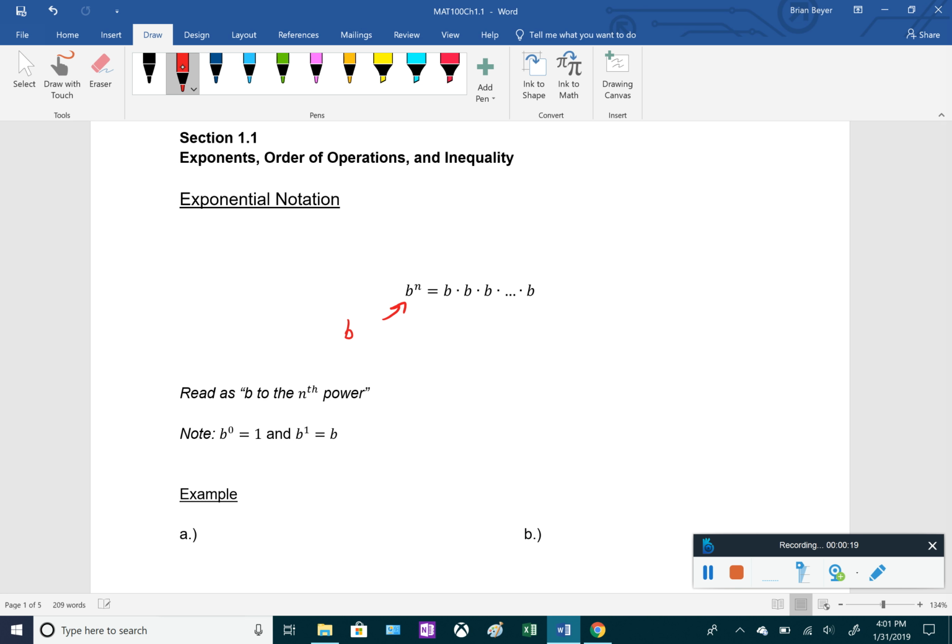So this b is the base, so b for base. The superscript right here is the exponent or the power. So what this means is that we're multiplying b by itself n number of times. So b to the nth power equals b times b times b, n times. That means there are n factors of b. Okay, and just like I read it, b to the nth power or b to the power of n.